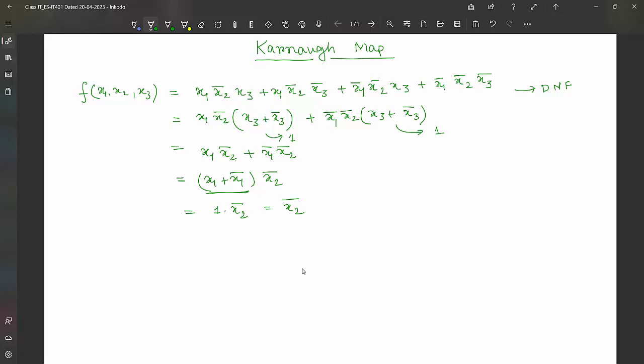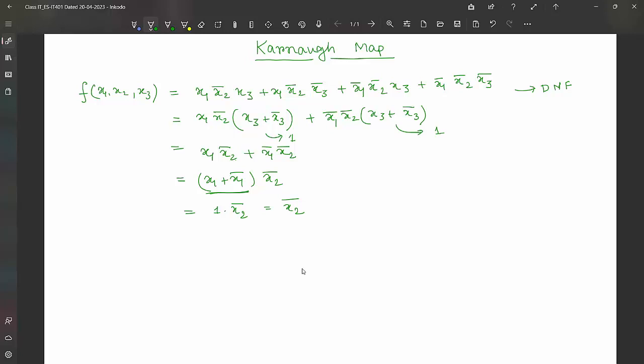Hello, are there any queries or doubts in this Boolean simplification? I can't hear anyone. No, sir. Okay, so I think it is okay.